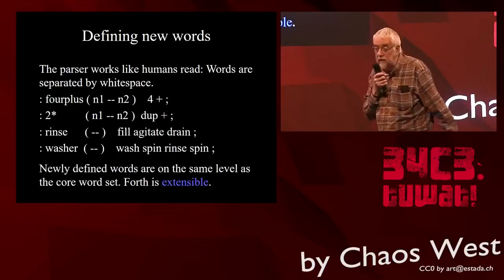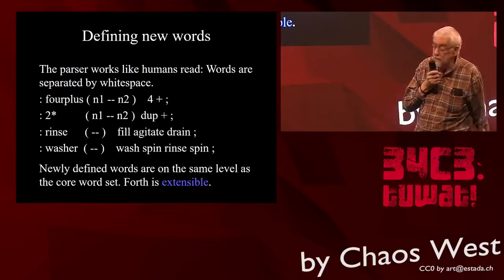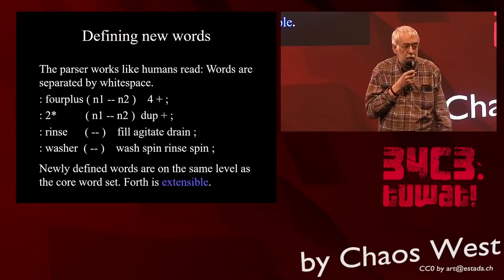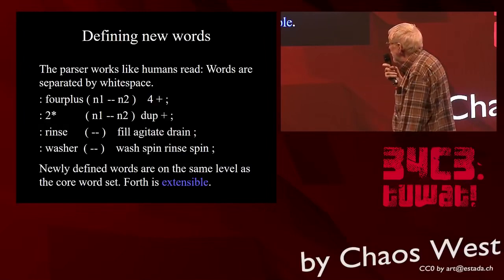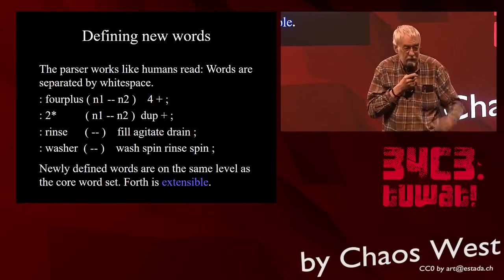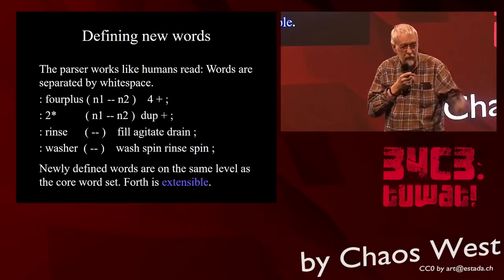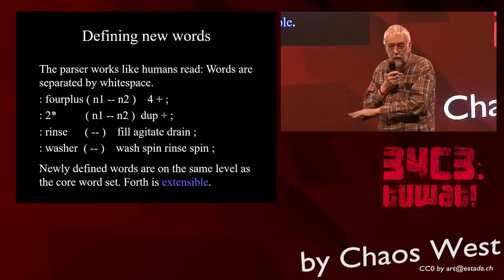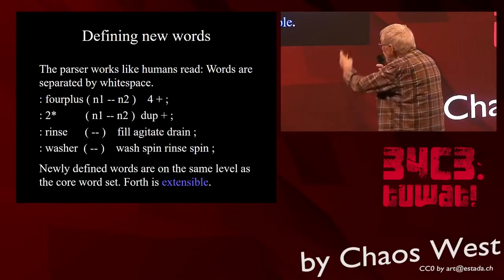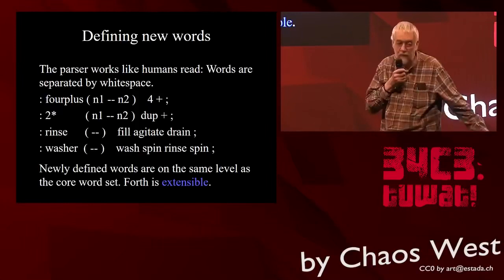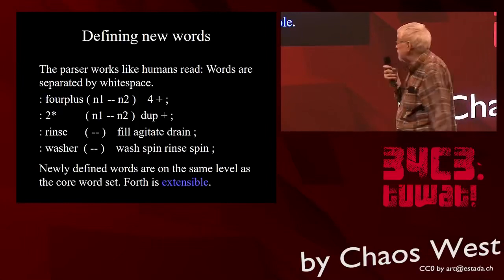Defining new words. So how do you define new words? The basic operator is a colon, and then after the colon comes the name of the new word you are defining. And then usually you write a stack comment. So you say, what do I need before the word starts, and what is the stack situation when the word has finished? And so we could define a word 4 plus that just does a 4 plus intuitively.